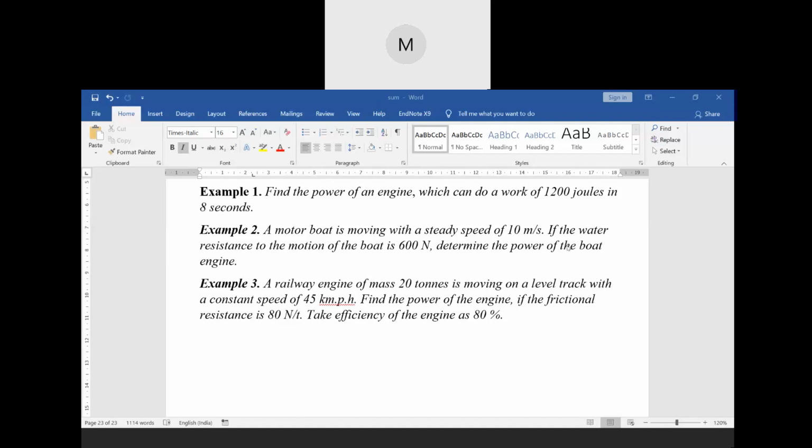So how will you do this one? Are you able to solve it? Are you able to understand this one? No. No, sir. Okay, wait.